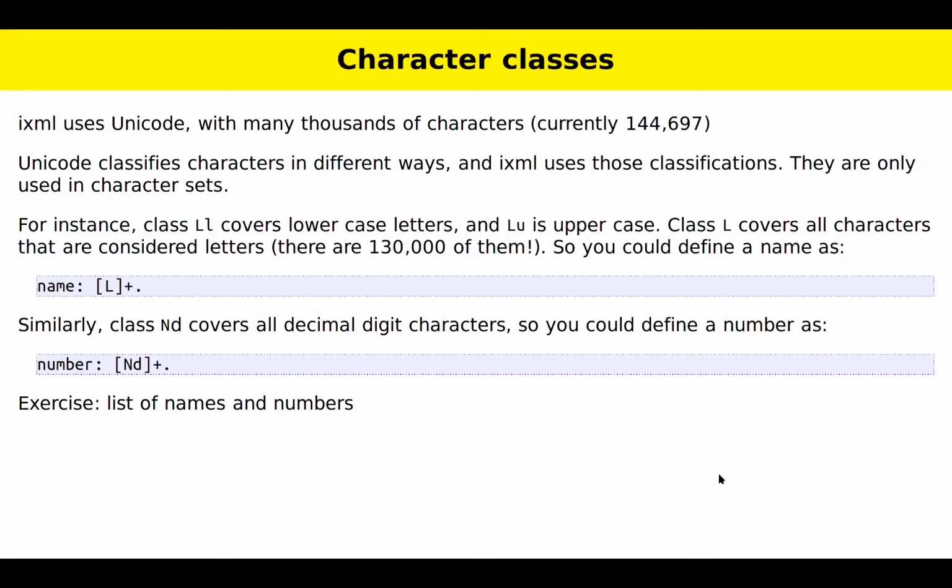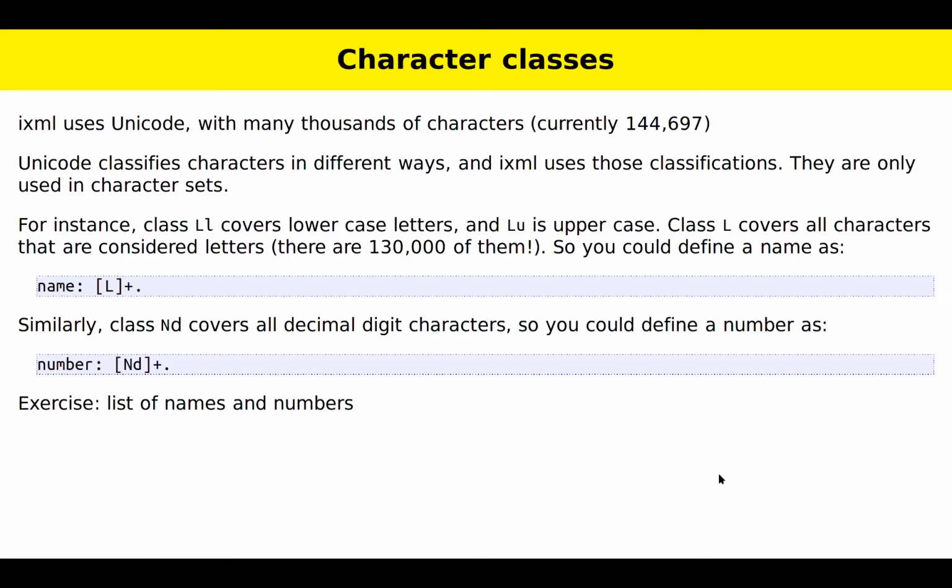So the idea is, nobody's expecting you to know what a letter is if you want to be able to handle international names, for instance. So you could define a name as just L plus, in other words, any number of letters. Similarly, class ND covers decimal digit characters, internationalized. So you could define a number as one or more NDs.